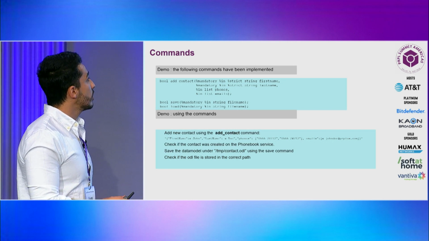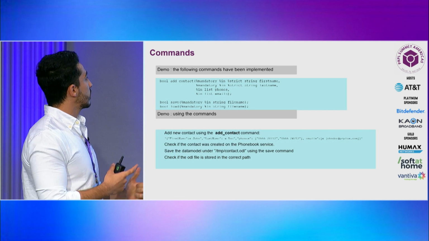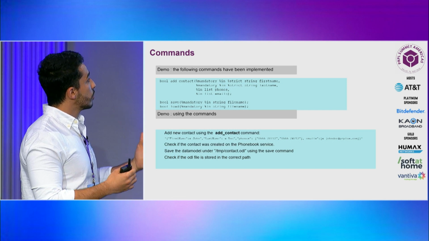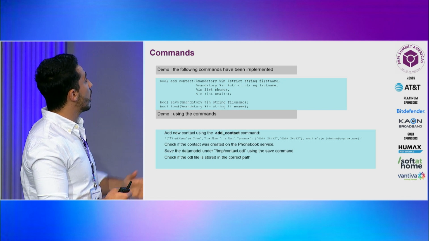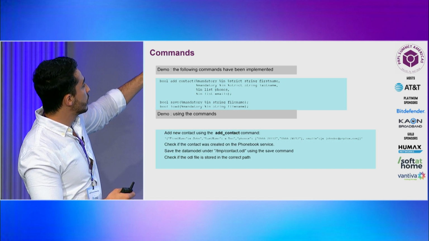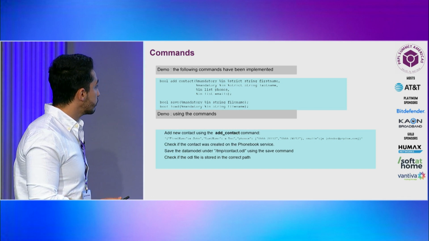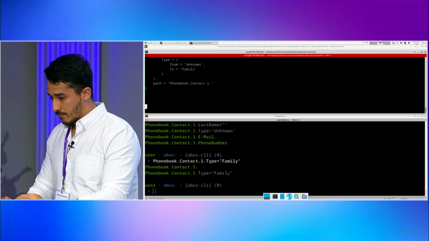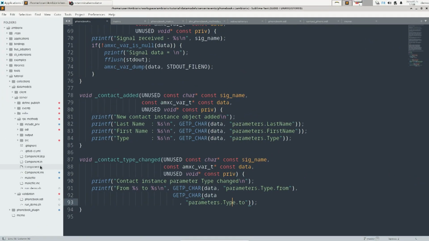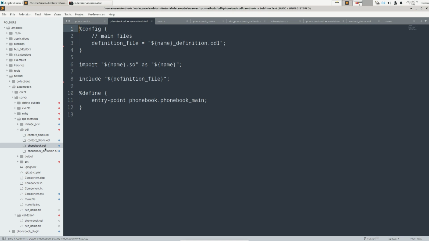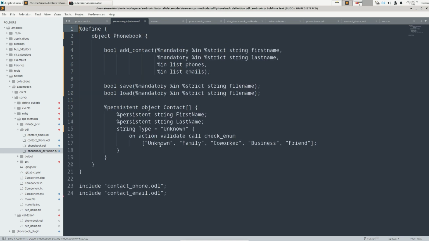In our case, we'll add 3 different commands for our service: add contact, save, and load. The first one, we want to create a new contact with a single call, defining all the data in the parameters of the command, and then the other commands will be used to save and load our data model. So here we can go to the application, to the command. This is our ODL file, the phone book ODL file. In the definition section, we have defined the 3 commands: add contact, save, and load.